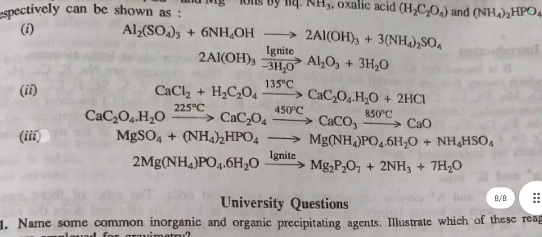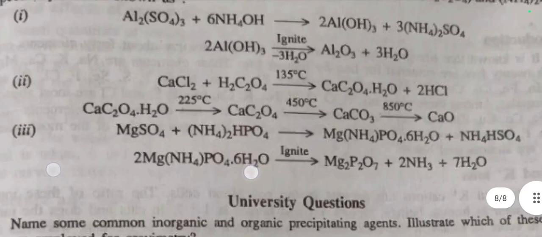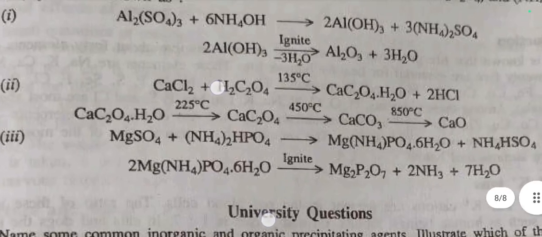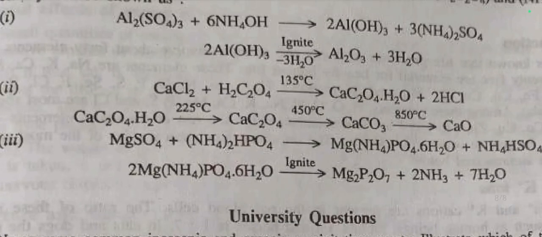Third, MgSO4 plus (NH4)2HPO4 changes to MgNH4PO4.6H2O plus NH4HSO4. 2 MgNH4PO4.6H2O on ignition changes to Mg2P2O7 plus 2NH3 plus 7H2O.